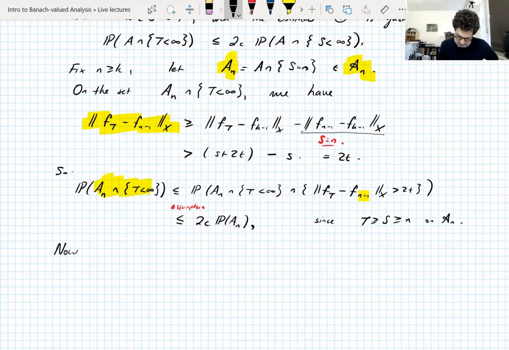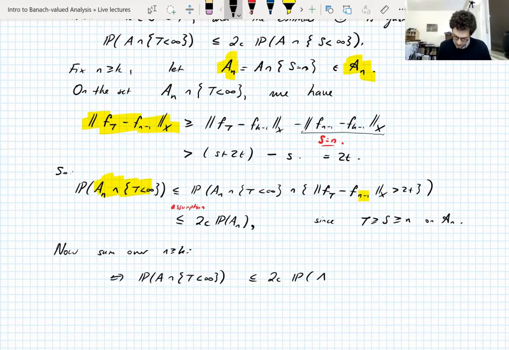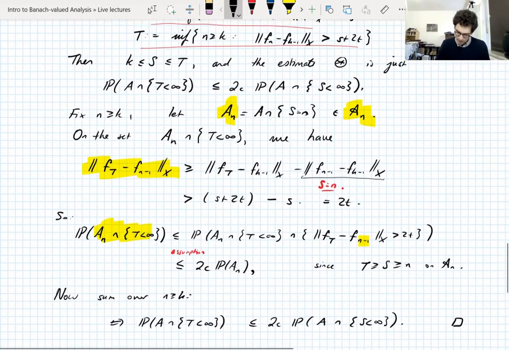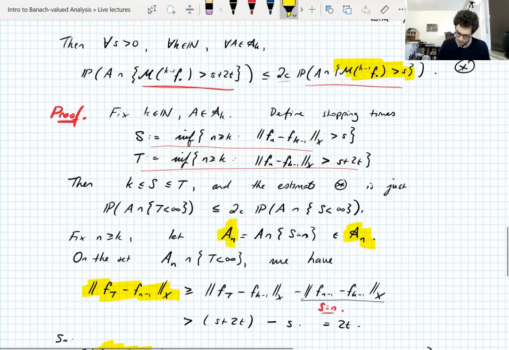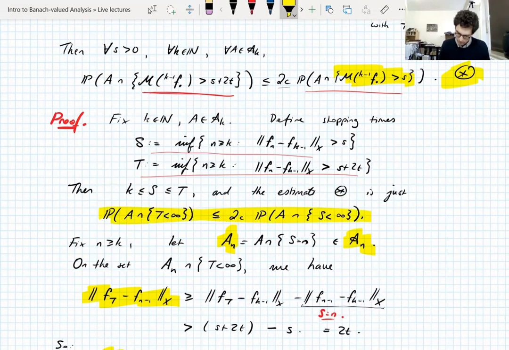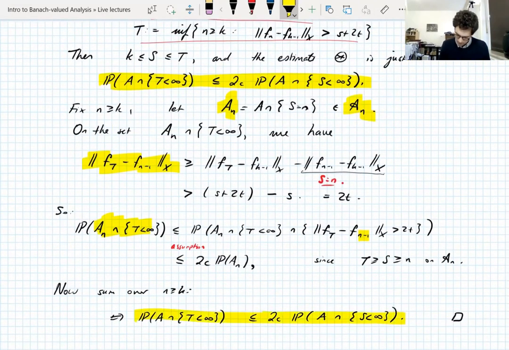Okay. Now we sum over N greater than or equal to K. And because these A_N are a partition of A, you get the probability of A intersect T less than infinity is less than or equal to 2C times the probability of A intersect S less than infinity. Because you're summing over all the possible finite values of S, you're not even considering the case where S is infinity. That's irrelevant here. And as I said before, that gives us the estimate we wanted to show, because this estimate star here is equivalent to what we just proved. There we go. So that's the proof of limit 3.